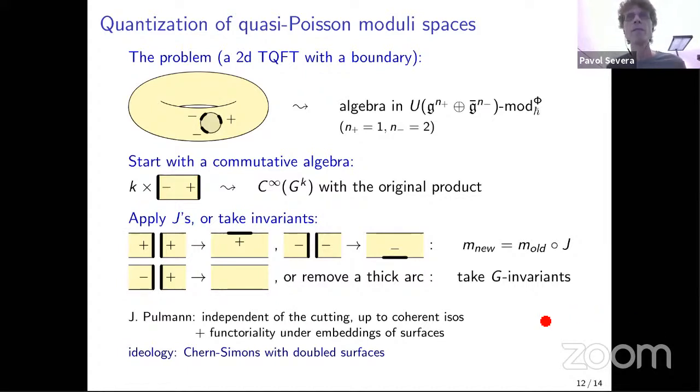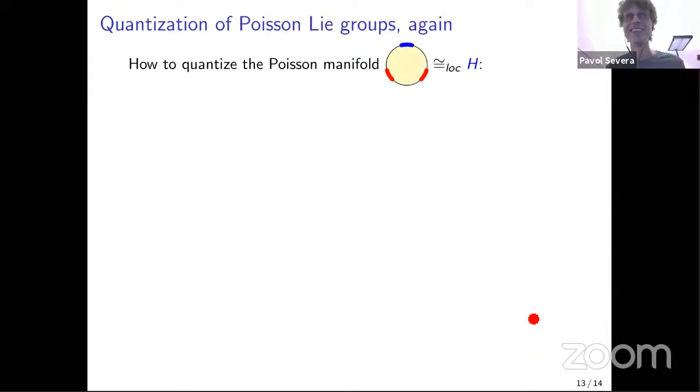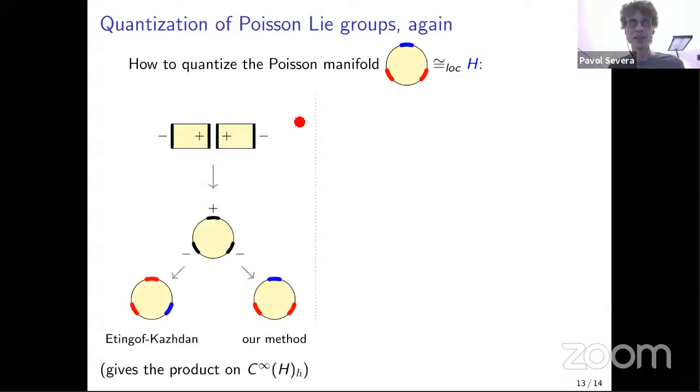Okay, and now let me connect those two parts of my talk. So let's just try to quantize a Poisson Lie group now with this new method. So our Poisson Lie group is just this moduli space. So how would we quantize it? First, we need to build this thing. So then we simply take two of those magnets and join them, or fuse them, that's the right word. We obtain this moduli space. And then we need to take invariants, so mod out by H and twice by H prime.